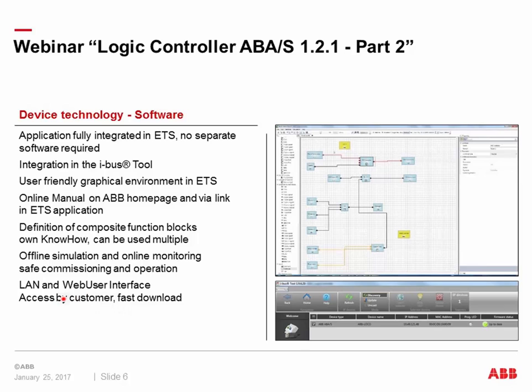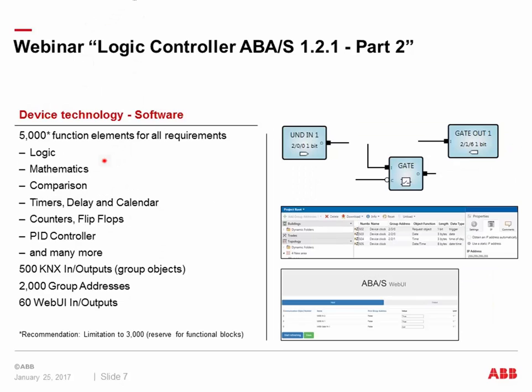So, some data about the software features, what we have inside. At first, we can have up to 5,000 of our function elements. An element is, for example, a logic element, which can be AND, or an OR gate with more than only two inputs, up to 16 inputs I think. It can be mathematics: we can add, multiply, or divide.